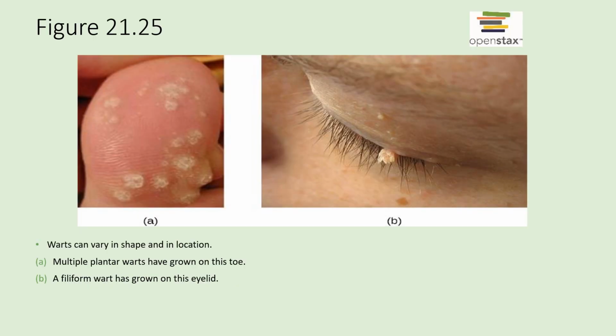So here is an individual on the far left under A. Is a picture of a toe that has several of the plantar warts on it. And then a filiform wart right here is seen. Like I said, those tend to grow very quickly.